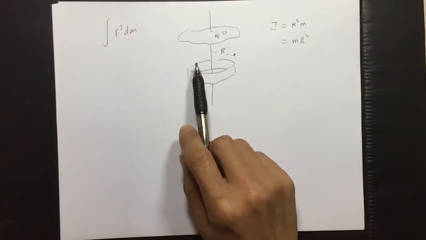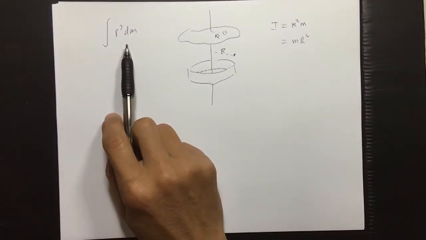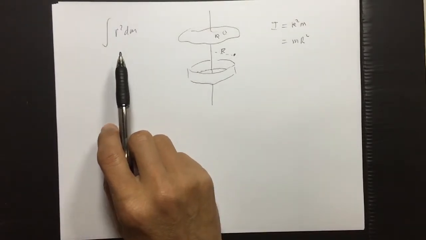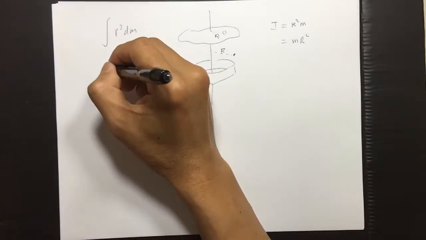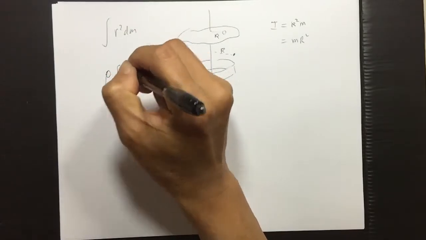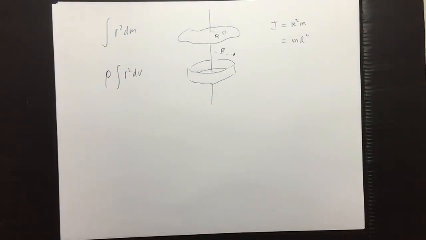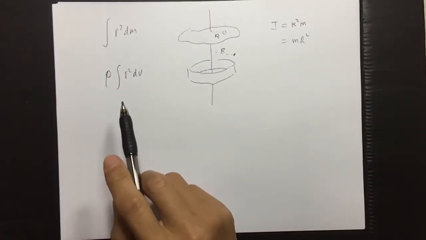What about if it's filled? Now we need the density of the thing, because we don't want to deal with mass, we want to deal with volume. Uniform density is assumed everywhere. So this becomes the integral of rho r squared dV.